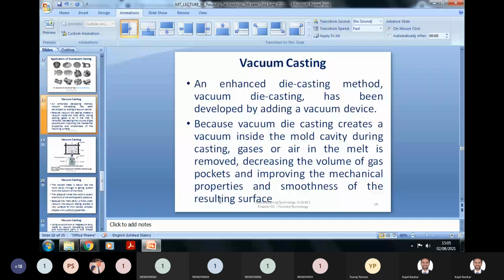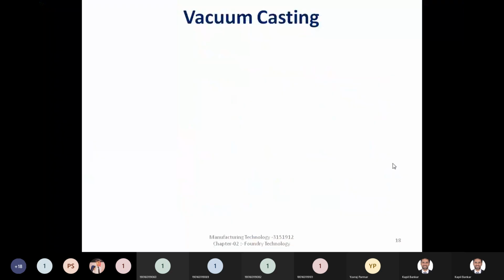This is vacuum casting. From its name, you can easily understand that inside the mold there is vacuum, and if vacuum is there, then there is no need for gravity. There is no need to enter your molten metal with the gravitational effect, because vacuum inside the mold is there. And in this process, your molten metal can be inserted from the bottom side of the mold.